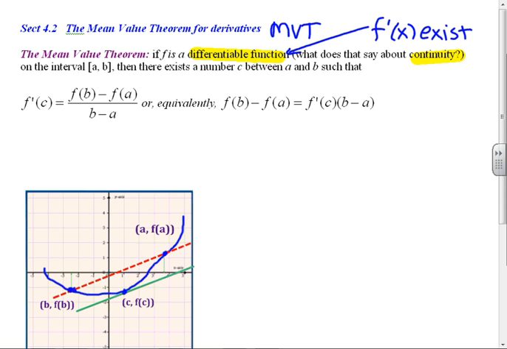And actually, this is wrong. It should be on the open interval. The derivative has to exist on the open interval, but when you apply the mean value theorem, the interval must be closed. But I don't care if the derivative doesn't exist at the endpoints.